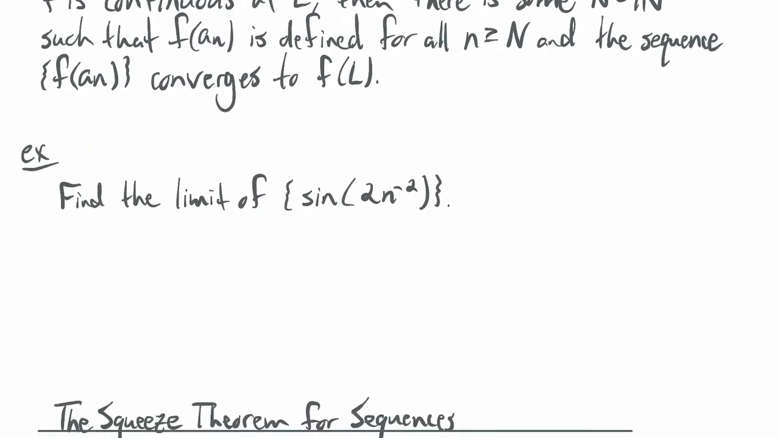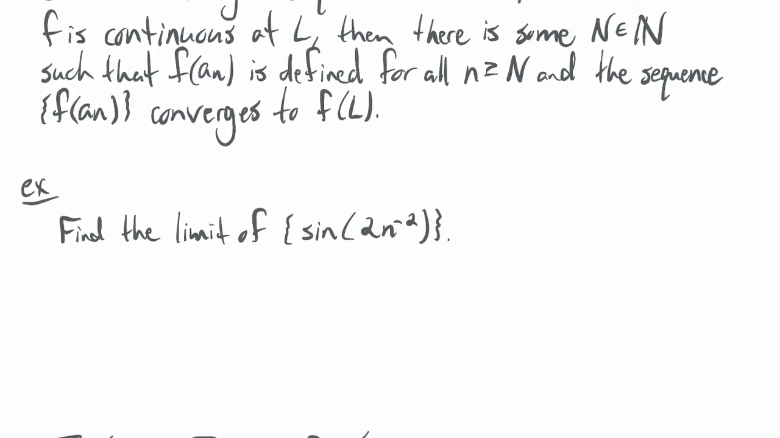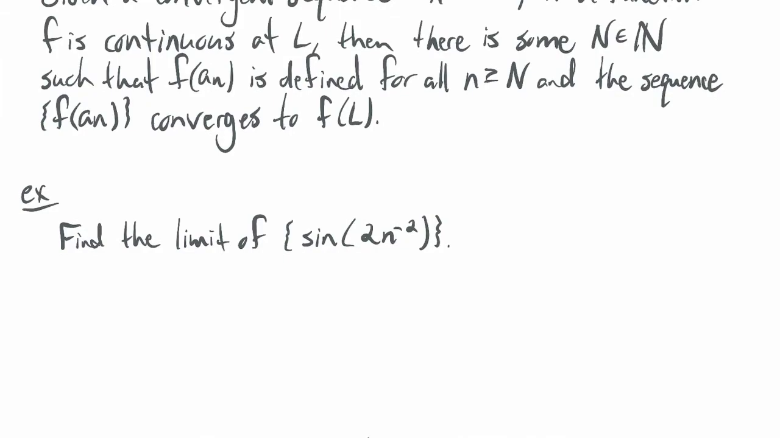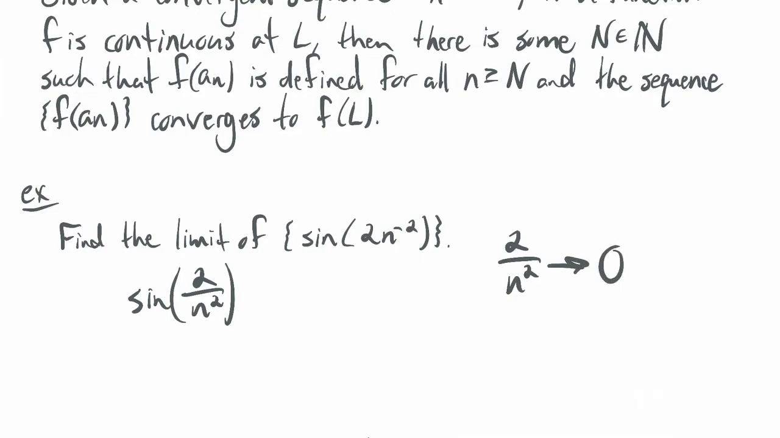Okay, so how about this one? Find the limit of sine of 2 times n to the minus 2 power. Okay, well, I'm going to rewrite this as sine of 2 over n squared. Well, I know that 2 over n squared goes to 0. We looked at a very similar one previously, right? And I know that sine is continuous at 0.